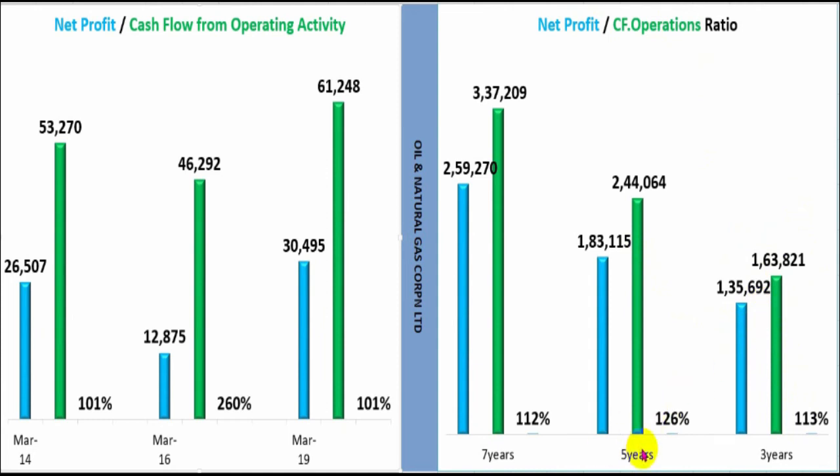In 5 years also we see 126% higher cash coming in against the net profit. And if we consider the last 7 years in total, the company's profits were 2,59,000 crores and the cash inflows were 3,37,000 crores. That's higher cash than the net profit. So this is what I look at when I want to understand whether the net profit and the cash flow from operations are near each other or not.